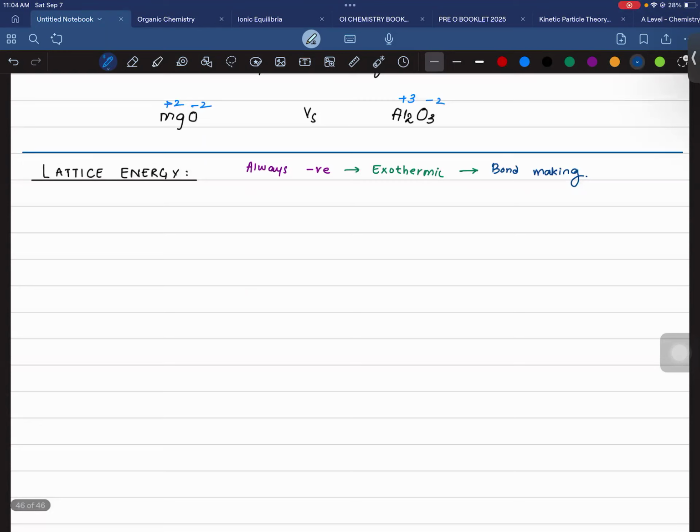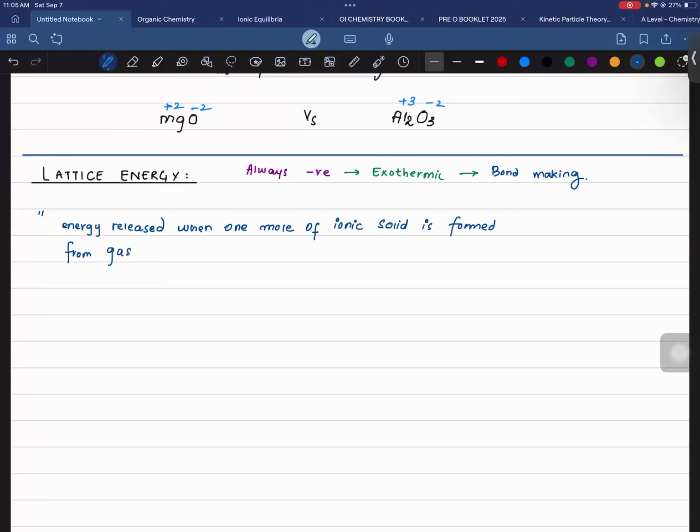So I can define lattice energy as the energy released when 1 mole of ionic solid is formed from gaseous ions under standard conditions.